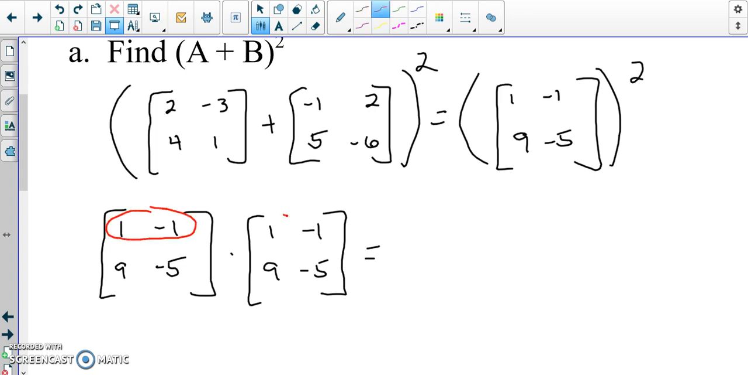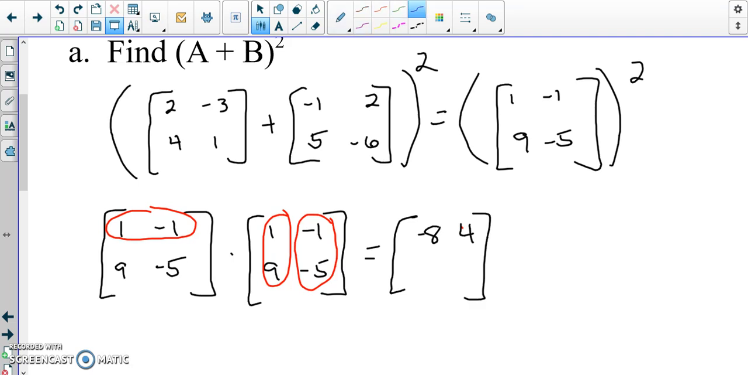Row 1 times column 1. That will be 1 times 1 is 1 plus -9. So that is going to give me -8 right there. Now take row 1 times column 2. 1 times -1 is -1 plus 5. -1 plus 5 is 4.